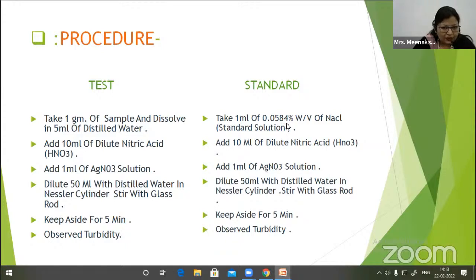Here the quantity is specific because this is a percentage weight by volume of NaCl, because this is a standard, and standards are all officially given in the pharmacopoeia. To this also we'll add 10 ml of dilute nitric acid. To this we'll add 1 ml of AgNO3 solution. Again this is diluted to 50 ml in the Nessler cylinder, and then this is stirred with the glass rod. Also this is kept aside for 5 minutes, and then the turbidity or the opalescence is measured.